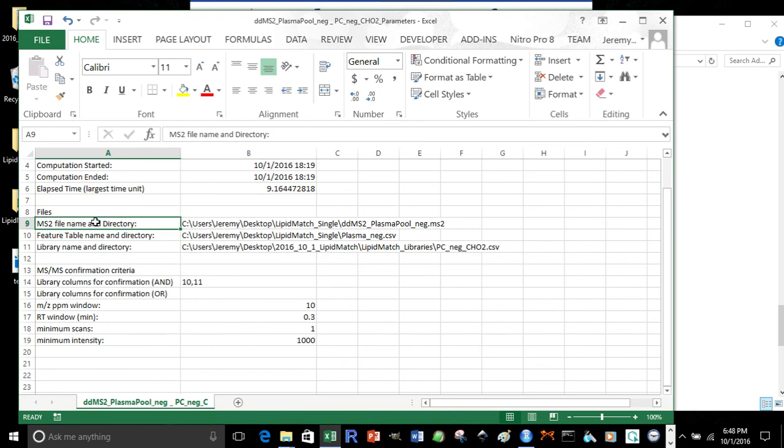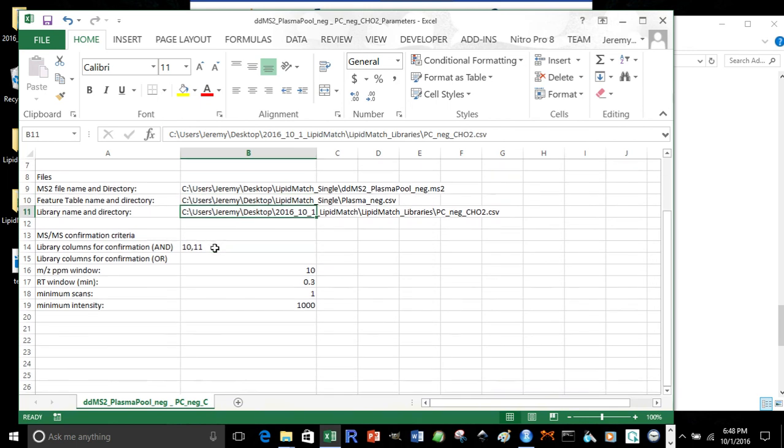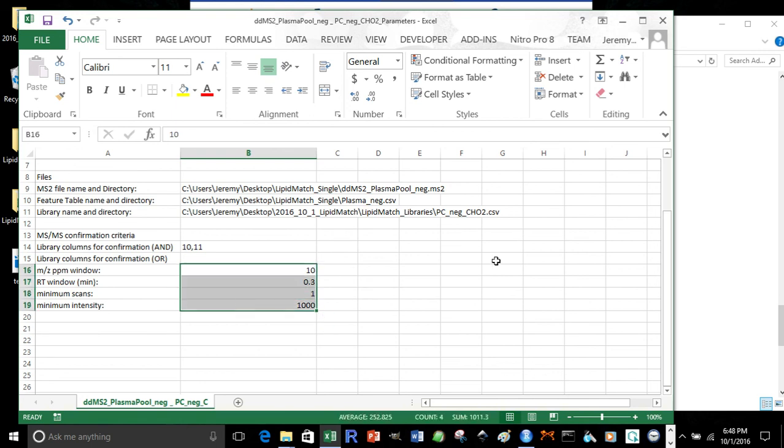And then you can also see the directory of the MS2 file that was used for this one, the feature table that was used, as well as the library that was used. You see your confirmation criteria, so in this case both the fragment in column 10 and 11 had to be confirmed, which were those negative fatty acyl chains we discussed earlier. The mass to charge window, retention time window, minimum scans, and minimum intensity are going to be the same for all libraries.